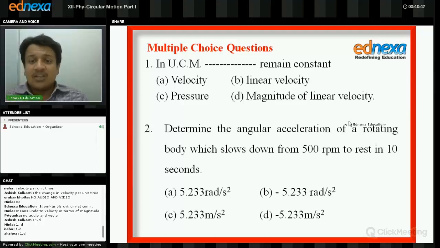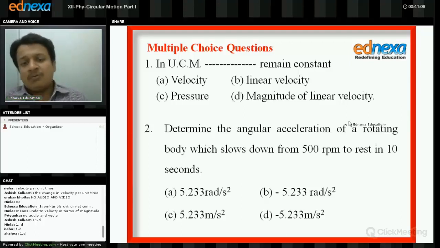See the next concept, that is pressure. Obviously, there is no kind of resemblance between pressure and UCM. So option D, magnitude of linear velocity. Yes, magnitude of linear velocity means speed, and it will remain constant. So D is the correct option.